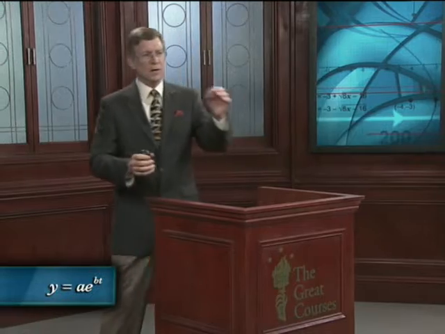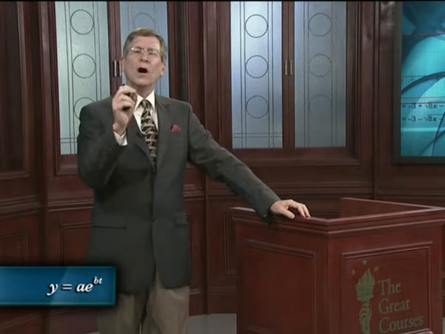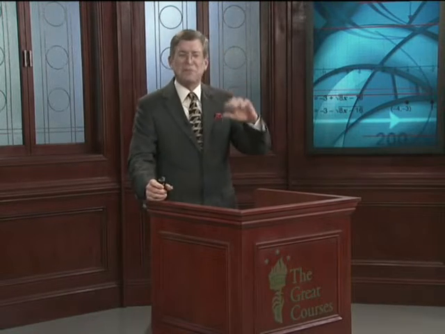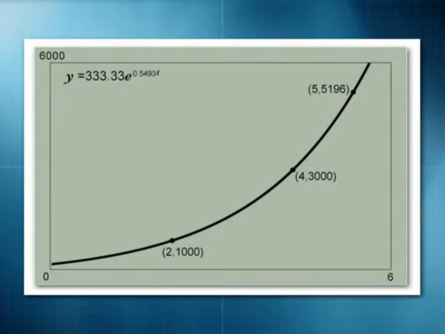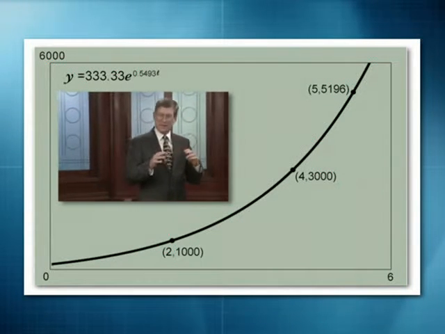Well, look back at the model. When t is 0 in this model, you get e to the 0, which is 1, and so y is nothing more than 333.33. Now, you can't have a third of a fruit fly, so it's approximately 333. So in this picture, the curve goes back and touches the y-axis at about 333.